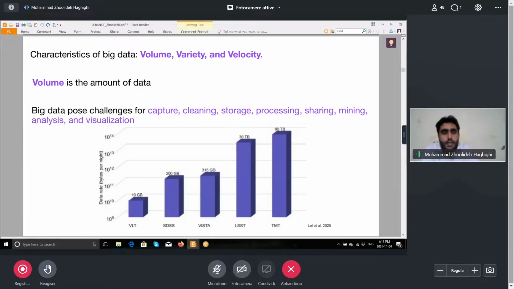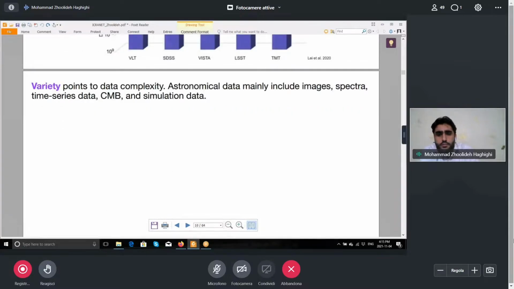And to have a sense about big data and what we mean when we say that we have just entered or are facing the big data era, I have brought for you this plot in which you can compare different surveys. For example, VLT.